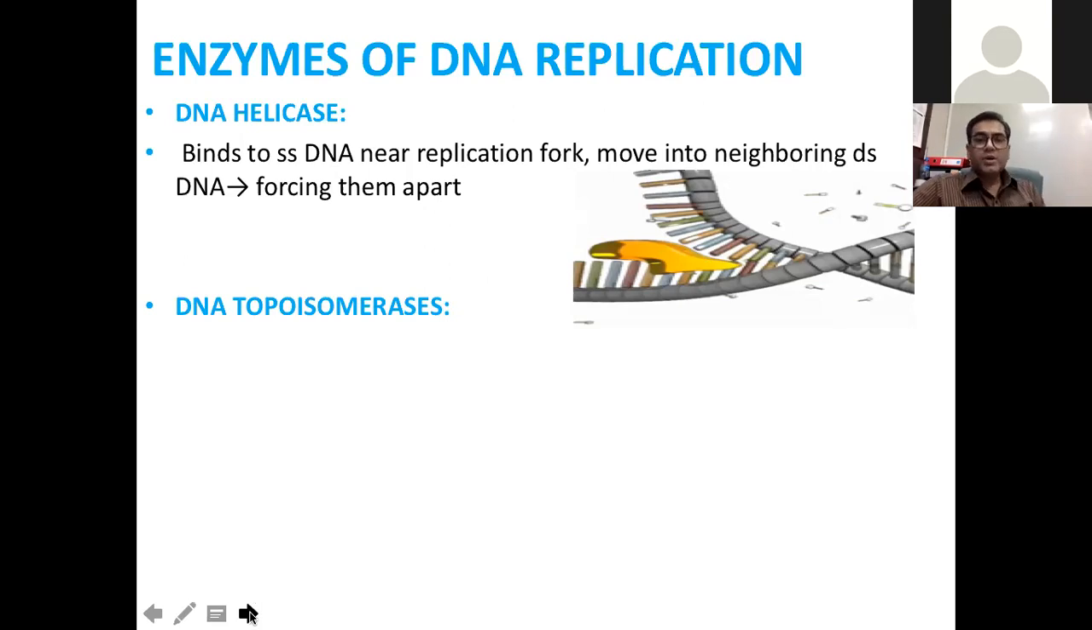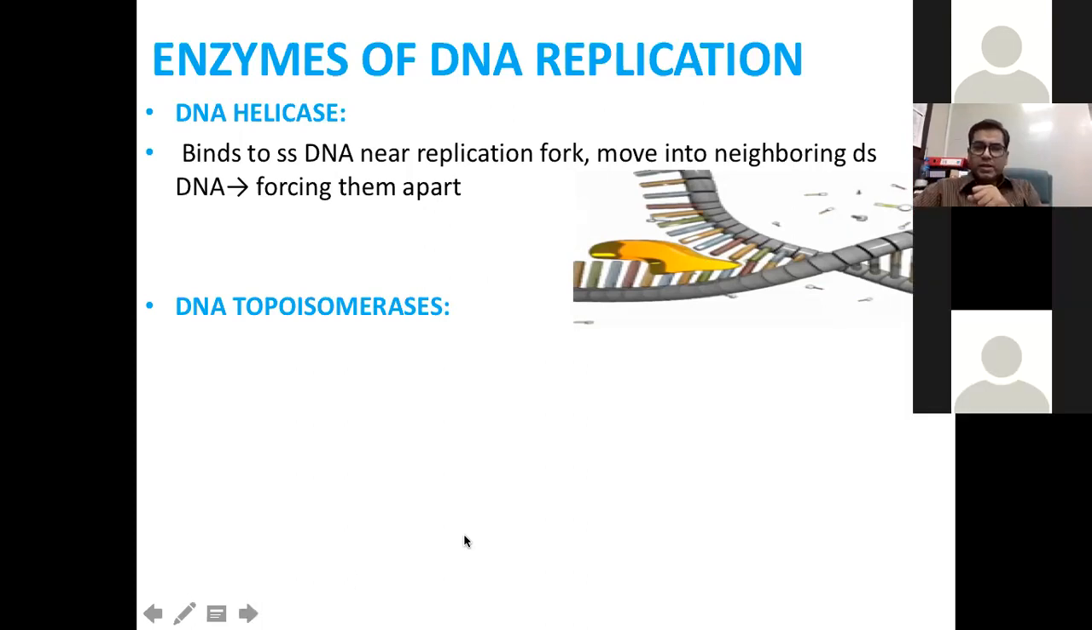The second important enzyme is the DNA topoisomerase. Topoisomerase, what's the job of the topoisomerase? When the DNA helix unwinds or separates out, what happens? There is a formation of loops or coils adjacent to that.